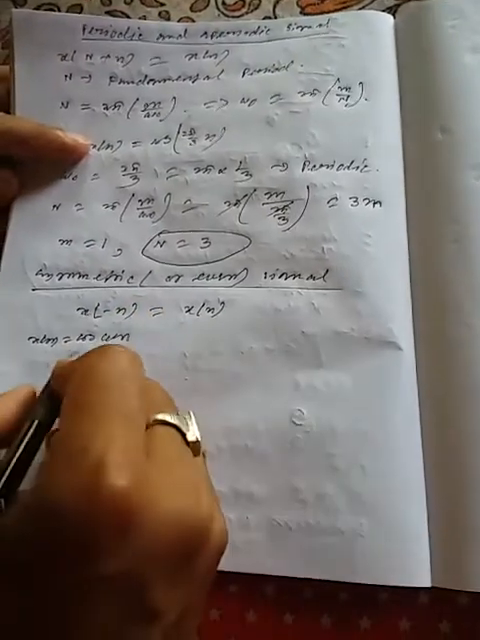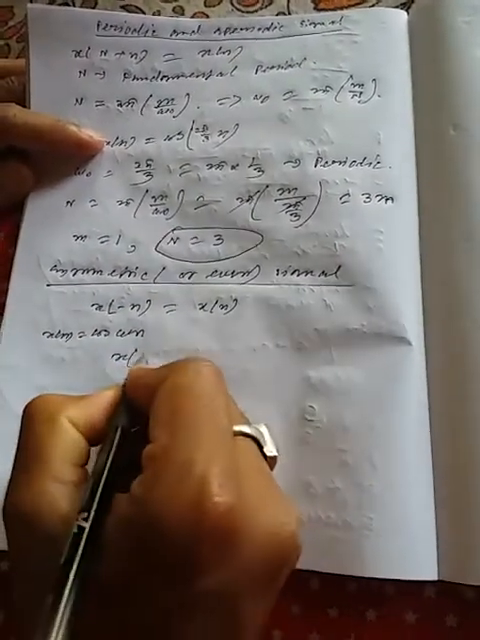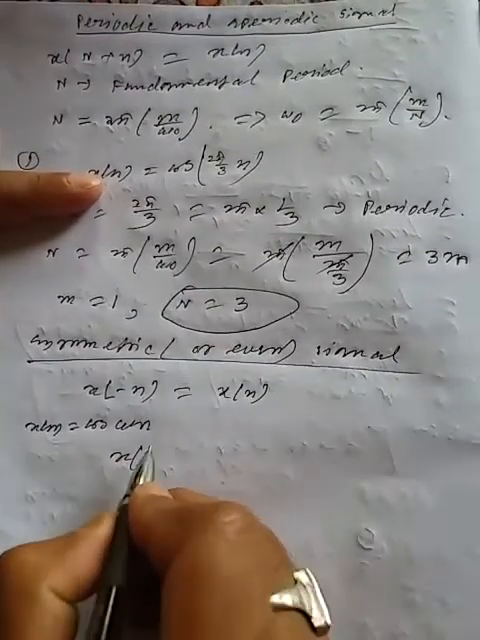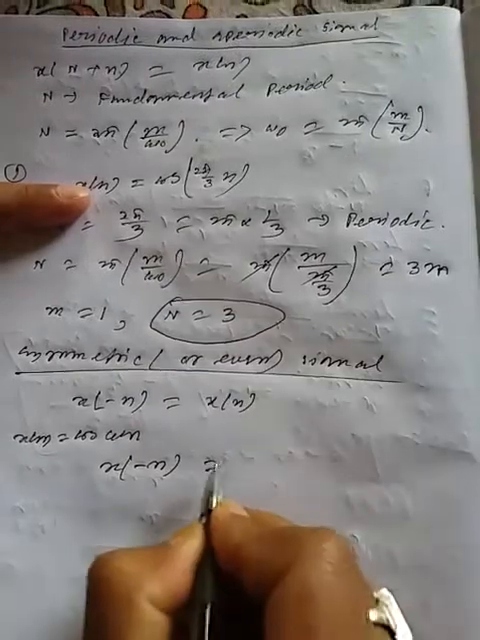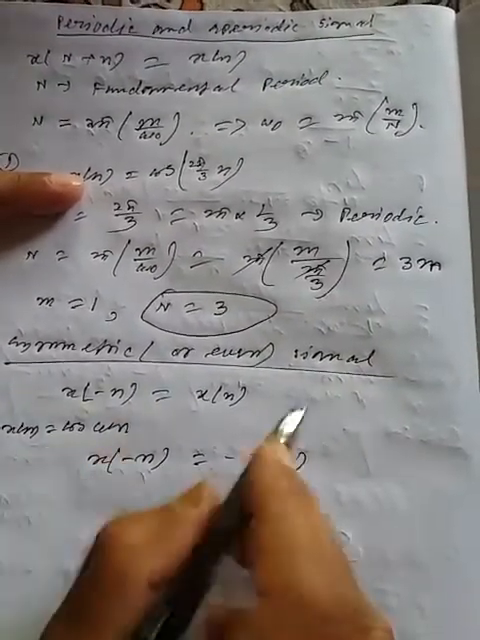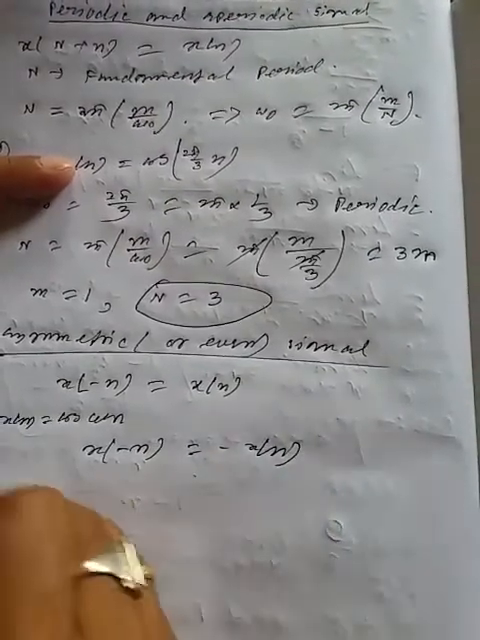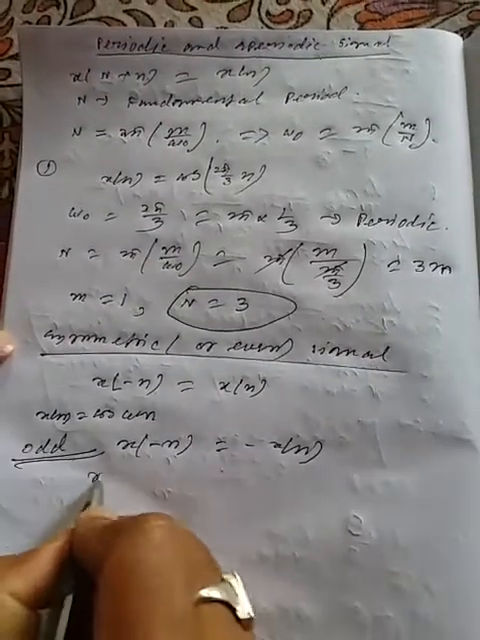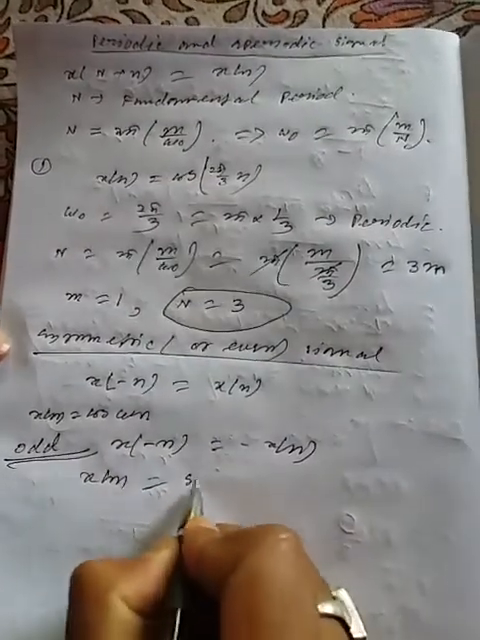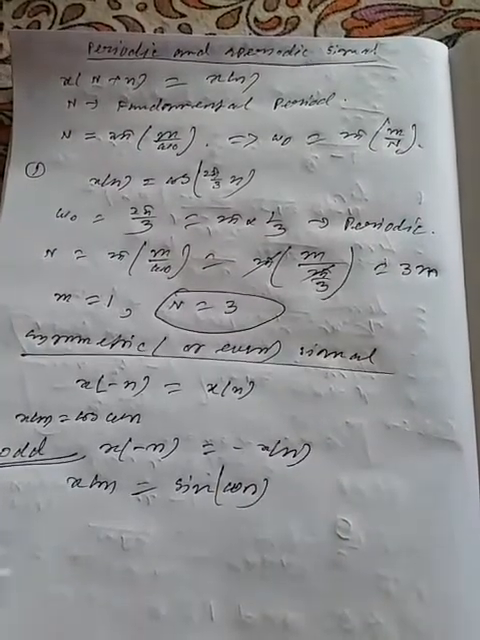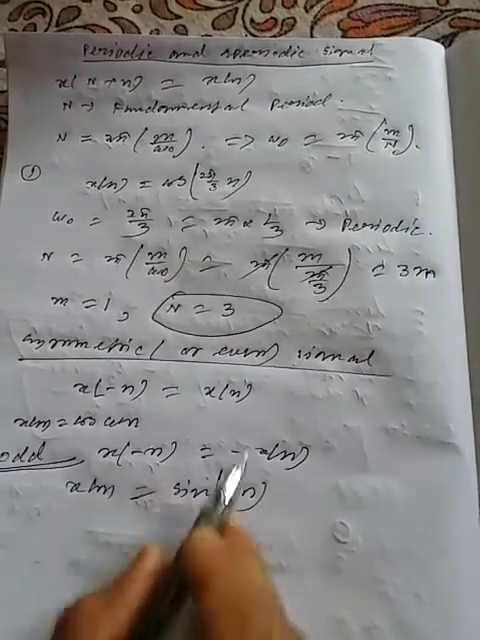If for any signal x[n], x[-n] = -x[n], then the signal is called an antisymmetric signal or odd signal. This is the condition. The example of an odd signal is x[n] = sin ωn. We all know that sin ωn is an odd signal which satisfies this condition.